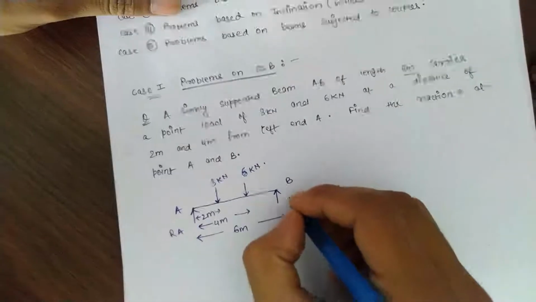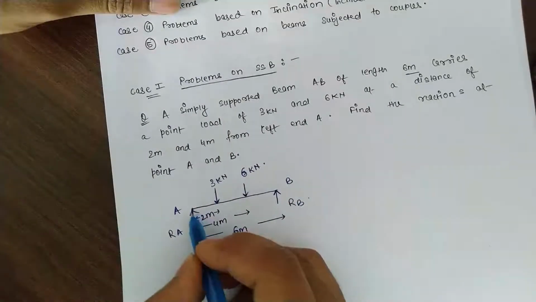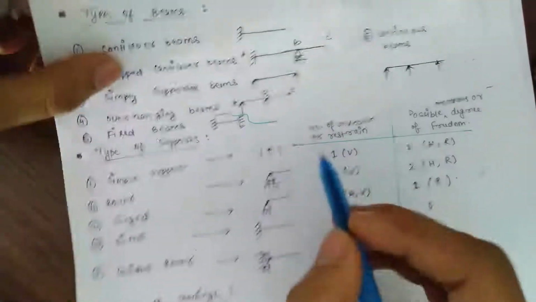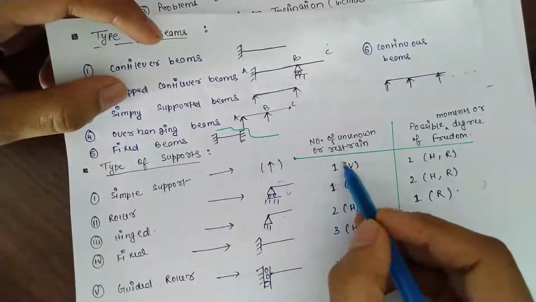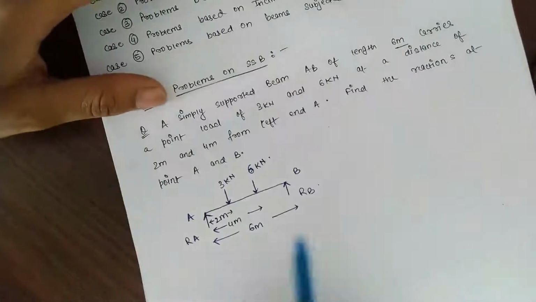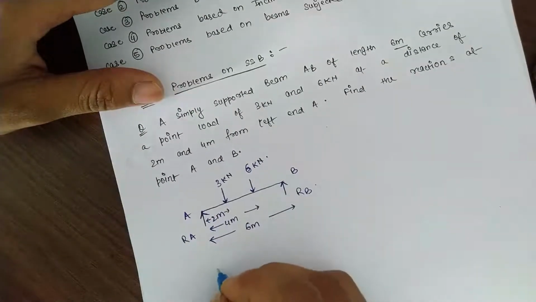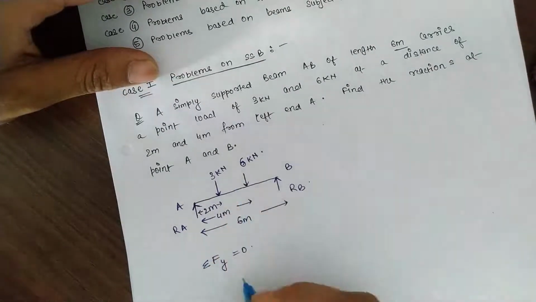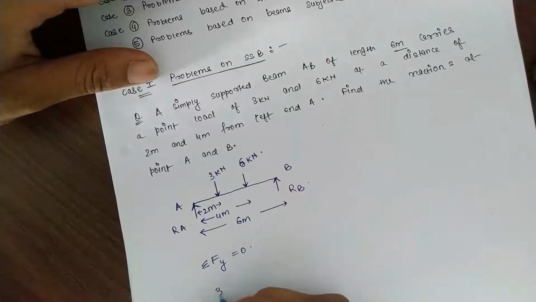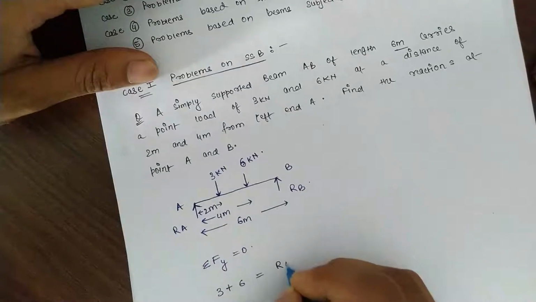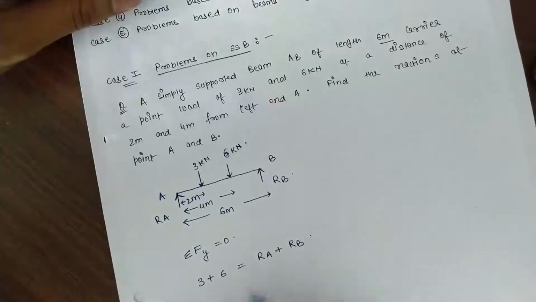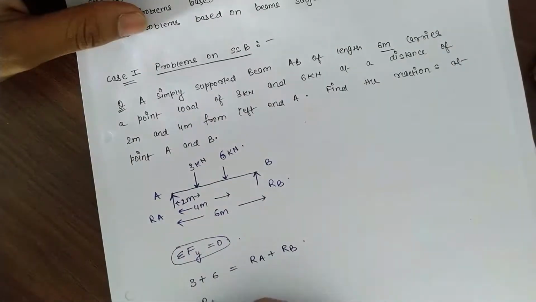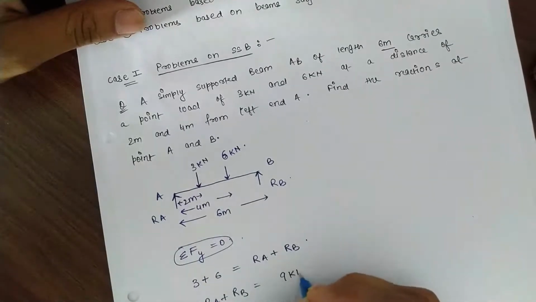Two reactions will come, RA and RB. As you know, this is simply supported, so only vertical reactions will come. This is a support of a simply supported beam, so one vertical reaction will come only, and we will be calculating it. Now we know summation of Fy is equal to 0. That means 3 plus 6 equals Ra plus Rb. These are the equilibrium conditions. So Ra plus Rb will be equal to 9 kN.